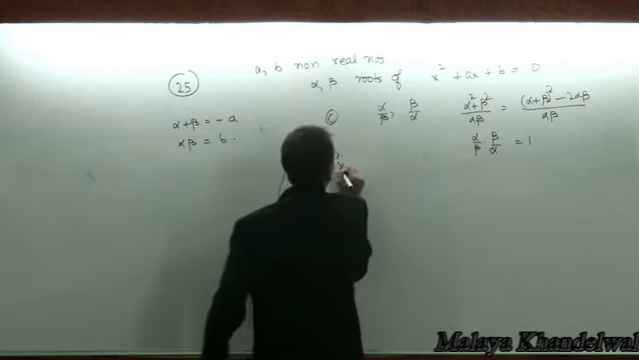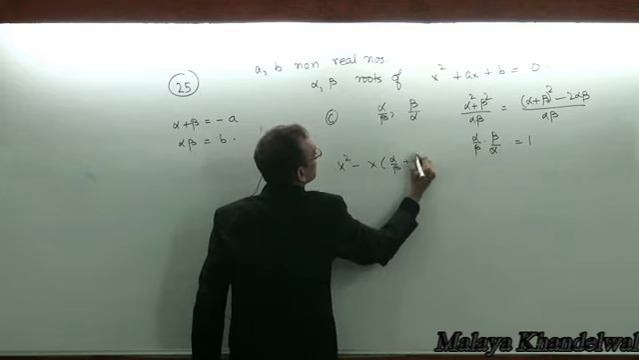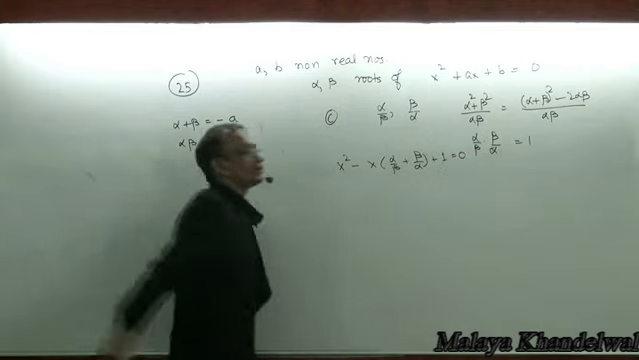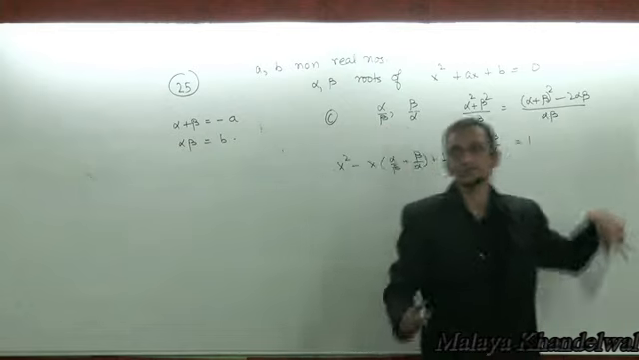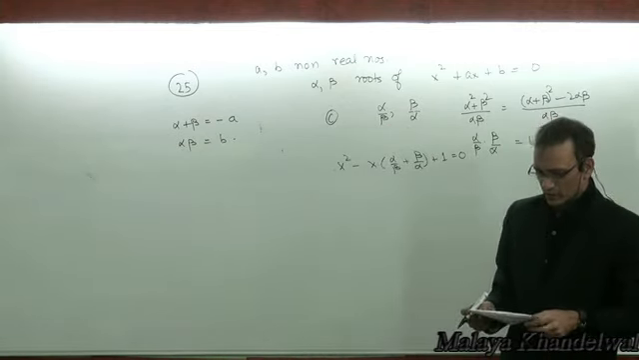Therefore the required quadratic would be x squared minus x into alpha by beta plus beta by alpha plus 1 equal to 0 would be the required quadratic, where alpha by beta plus beta by alpha can be obtained from this condition. You need to check that also. Okay, I'll skip this.